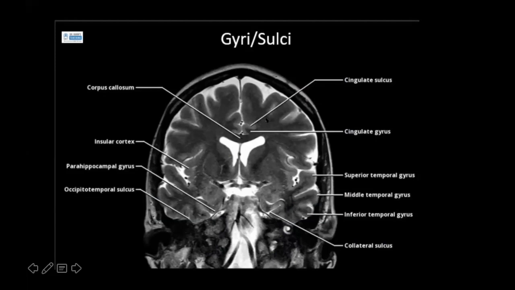And as we talked about previously, this is the cingulate sulcus and the cingulate gyrus. And here, this is the corpus callosum and the head of the caudate nucleus. And these are our Sylvian fissures and the insular strip.